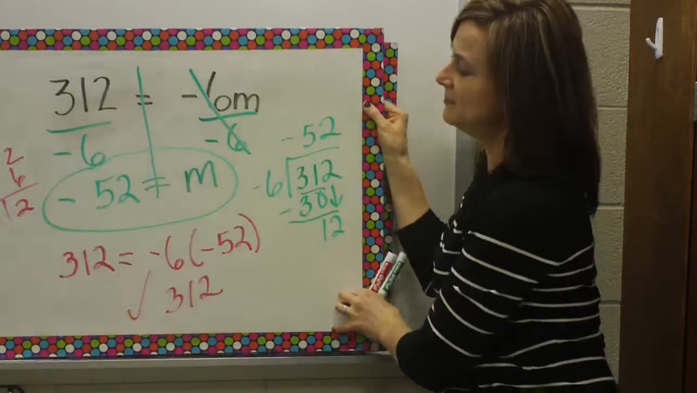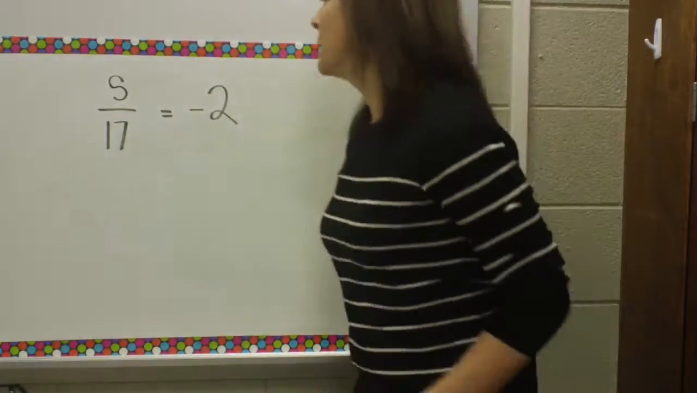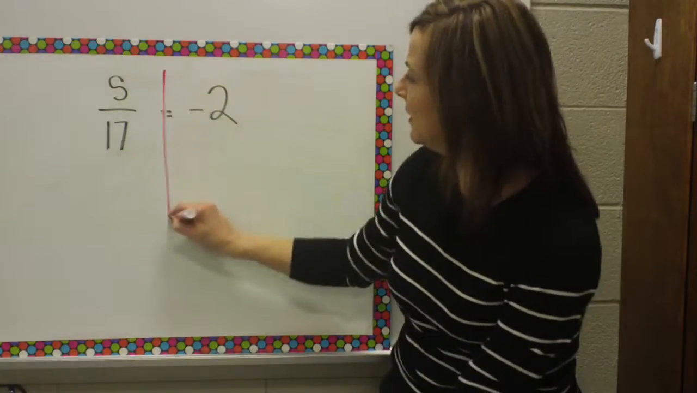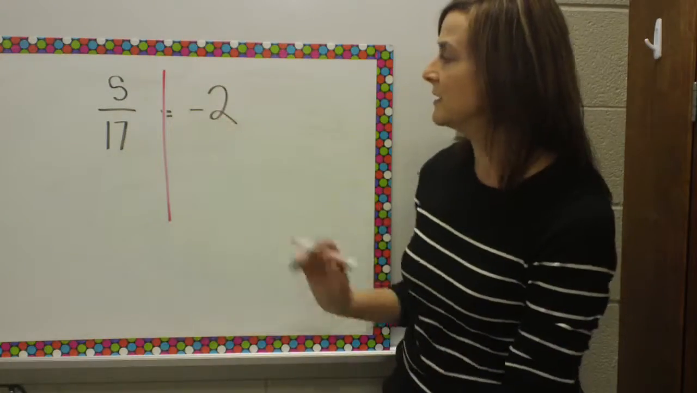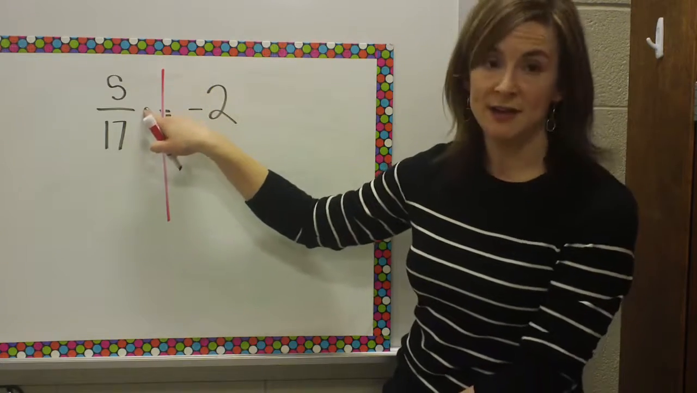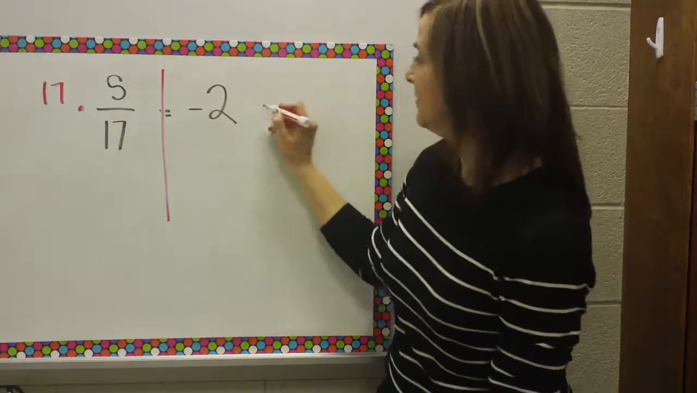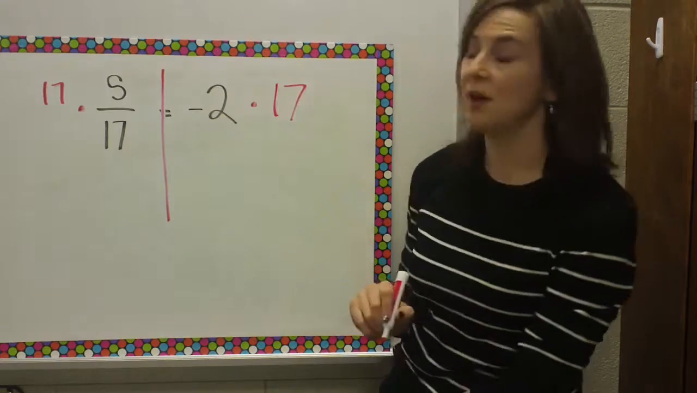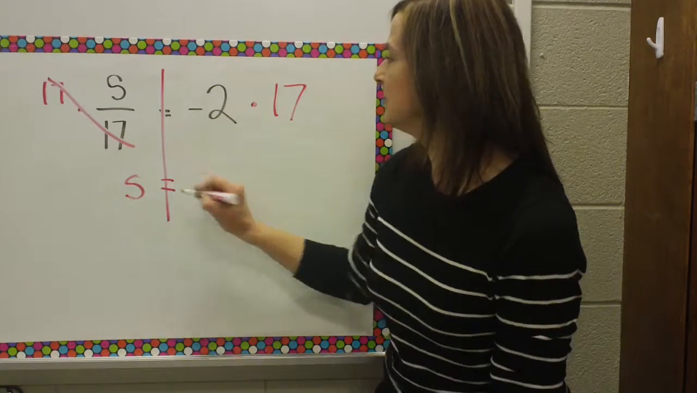One more example and we're done. We're going to take a look at another division problem. In this problem, we have s divided by 17 equals negative 2. This side has to equal this side, so I'm going to indicate that by dividing this down so that I can see. Then I look at my variable side. My variable is being divided. So the opposite of division is multiplication. If I multiply one side by 17, I have to do the same and multiply the other side by 17.